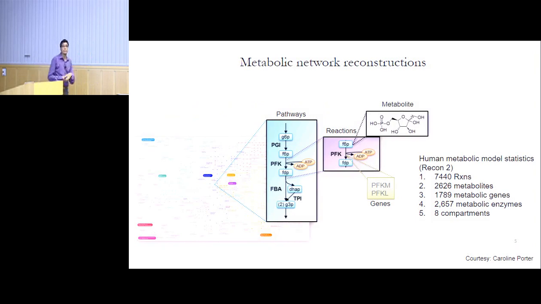So this is what some of the models that we build look like. Here's an example from the human metabolic reconstruction. This has more than 7,000 reactions. It could be canonical metabolic pathways, or even DNA replication or transcription. And we also have more than 2,000 metabolites and more than 1,700 metabolic genes. And these genes encode more than 2,600 metabolic enzymes.